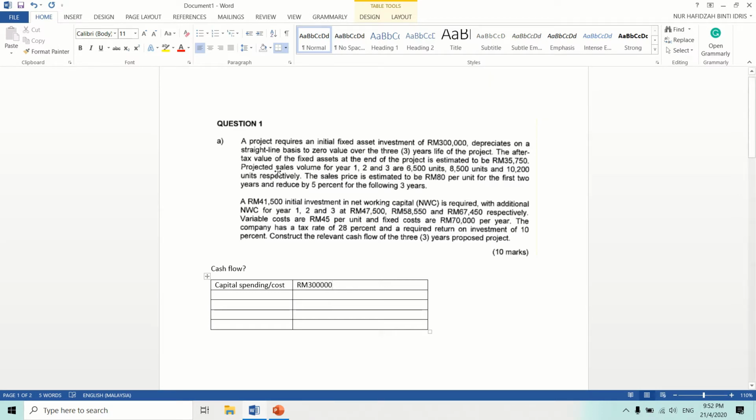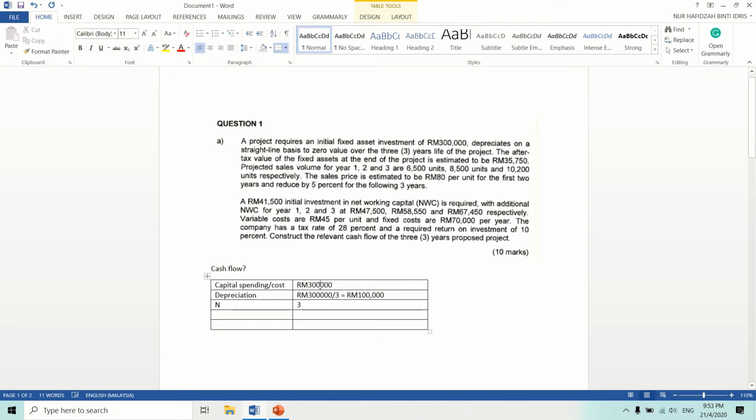Depreciate on a straight line basis to zero over the 3 year life of the project. So the second piece of information is depreciation, straight line method. The lifespan of the fixed asset, the tenure of the project, is 3 years. So for straight line depreciation, from the total cost of 300,000 over 3 years, you get RM 100,000 for depreciation.